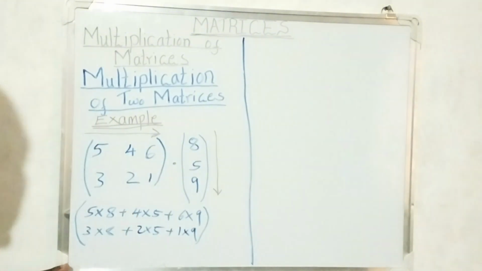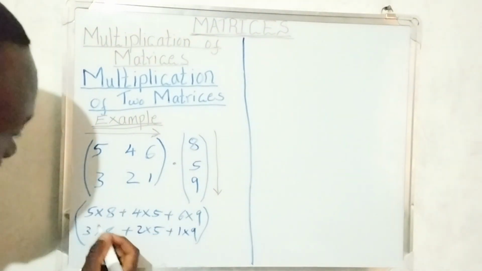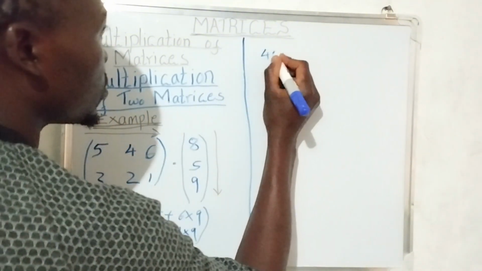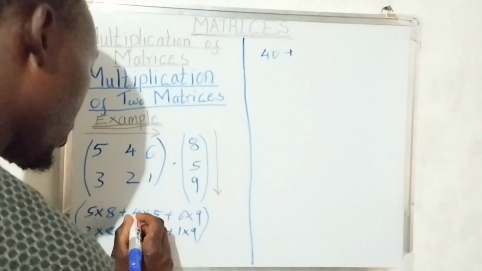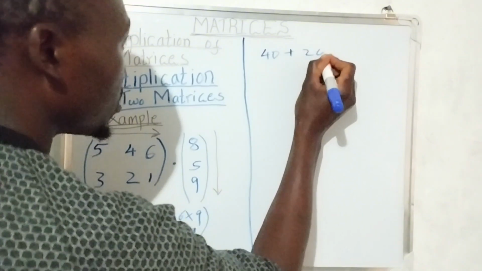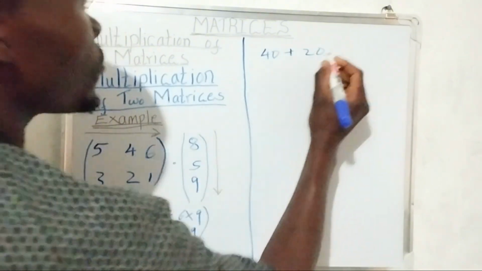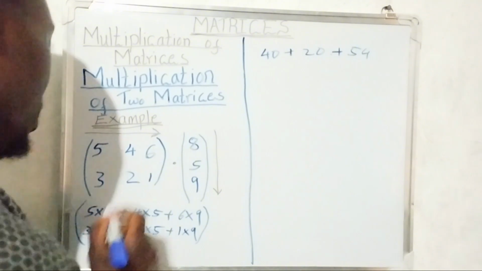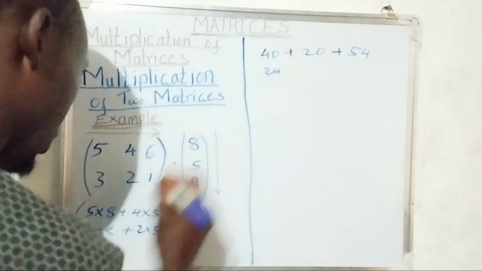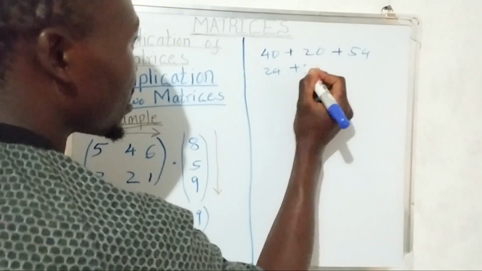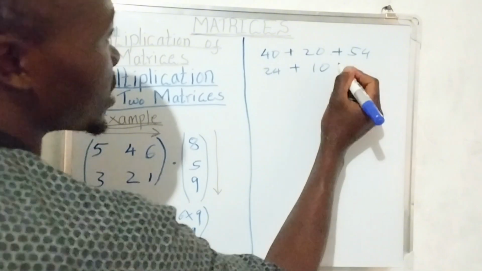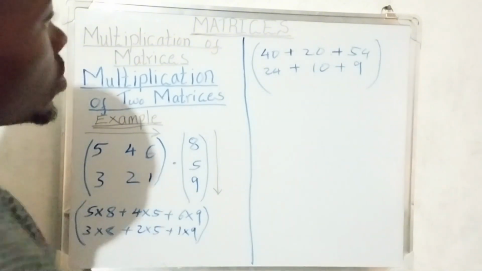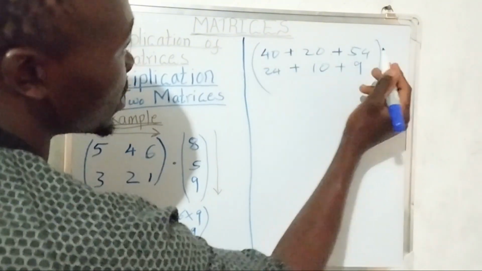Well, 5 times 8, we are going to get 40. 40 plus 4 times 5, 20. Plus 6 times 9, 54. Then 3 times 8, we are going to get 24, plus 10, plus 9. So this is 40 plus 20 plus 54.